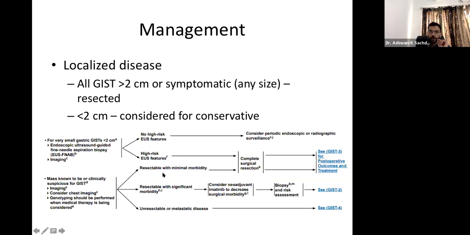And if it is a small bowel disease, then complete resection to be done even with the less than 2 centimeter size. So if the tumor is resectable with minimum morbidity, then go ahead with the complete resection. And if there is significant morbidity associated with the resection, like for duodenal tumors, in which the big surgery has to be done, those tumors requiring extensive resection, they should be considered for neoadjuvant imatinib therapy to decrease the surgical morbidity and then further assessment.